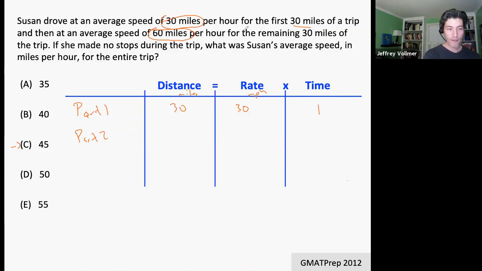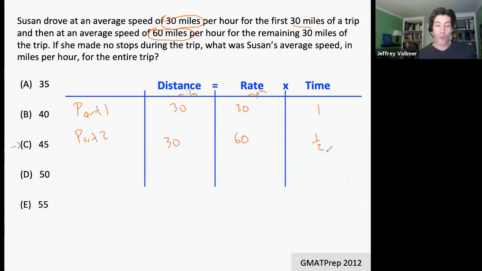Part 2, faster part of the trip. Well, she's going 60 miles an hour, okay? And that's only going to last for 30 miles. So it should only take half an hour, right? And this is that kind of proportional thing. You've kept the distance the same, you've doubled the rate, so the time gets cut in half.